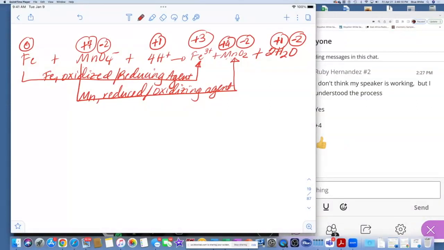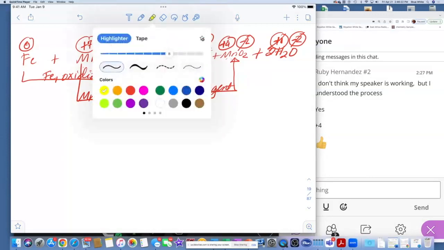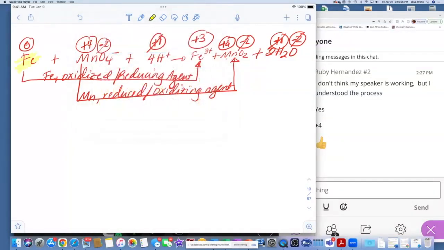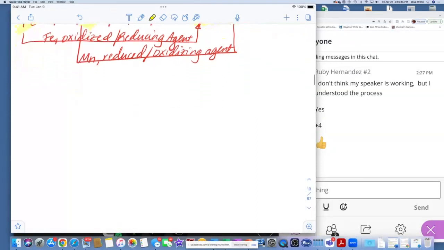Okay. Now, you can check if you want to look at the other ones. Oxygen is -2 to -2, no change. Hydrogen is +1 to +1, no change. So the only ones that are changing in the whole reaction are iron and manganese. Iron is being oxidized, so it's a reducing agent. Manganese is being reduced, so it's the oxidizing agent. Okay, so it's not as bad as it seems. It's just kind of tedious. You have to go through all that math just to make that conclusion. But that is it for that one.